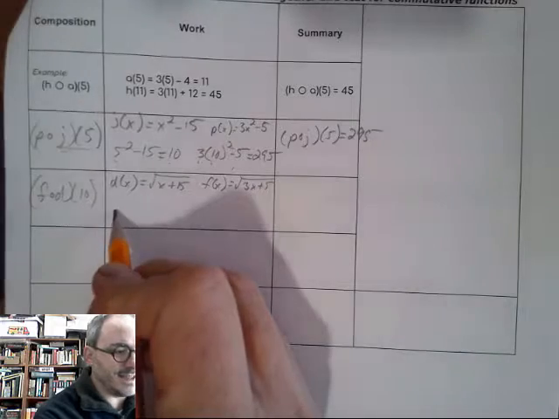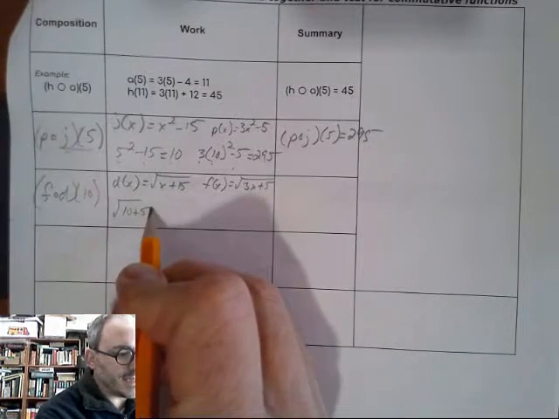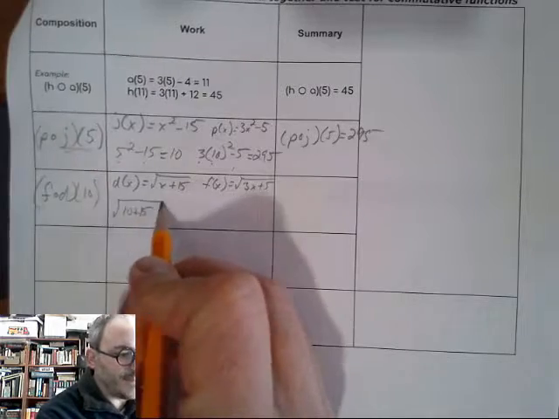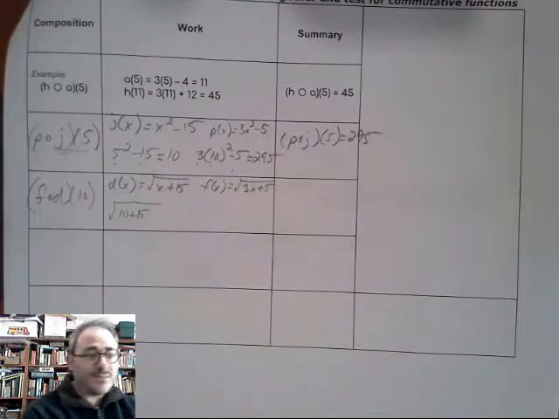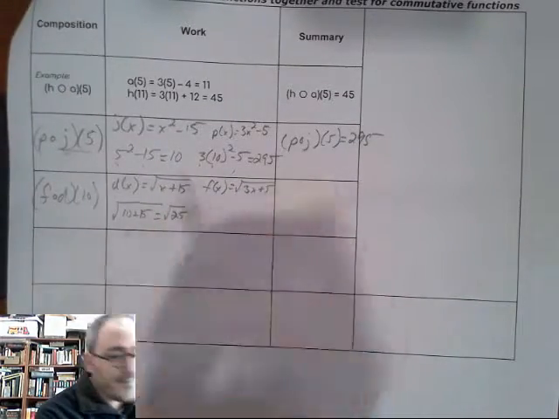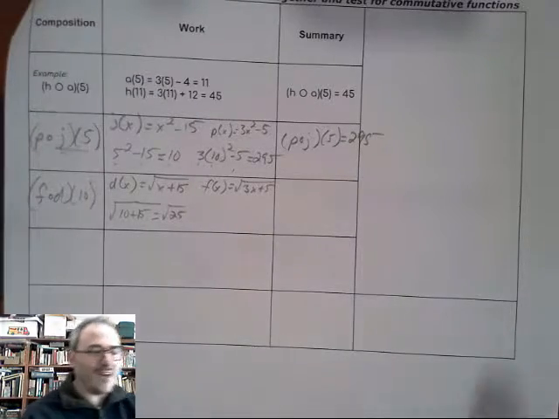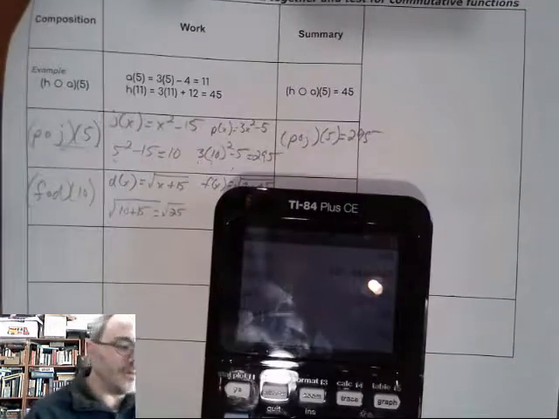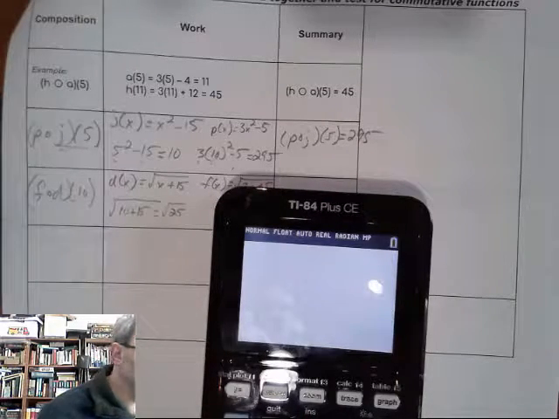If I plug 10 into this, I get the square root of 10 plus, I'm sorry, plus 15. The square root of 10 plus 15. Well, 10 plus 15 is 25. And 25 is a nice perfect square, and we can square root 25 real easy. If you don't know what the square root of 25 is, you can use your calculator.